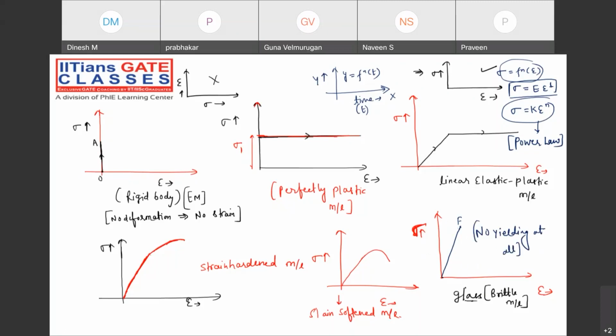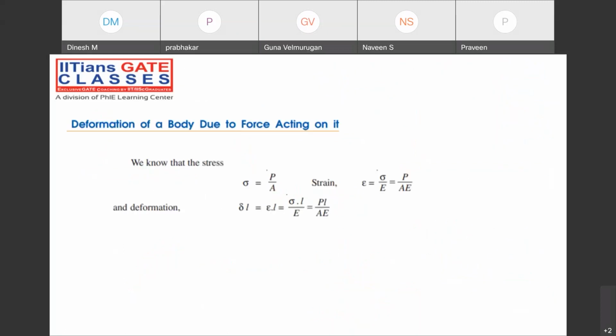Now, note down the deformation of the body due to force acting on it. That means for any body to which I apply the force P, there will be deformation like this. And because of that, my dear friend, change in length will be there. This extra deformation is called delta L.